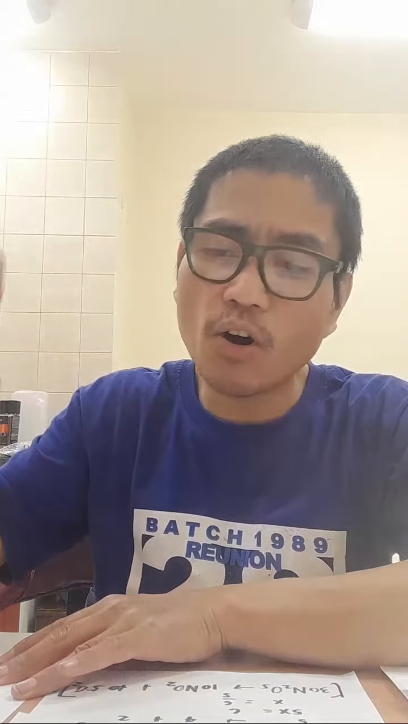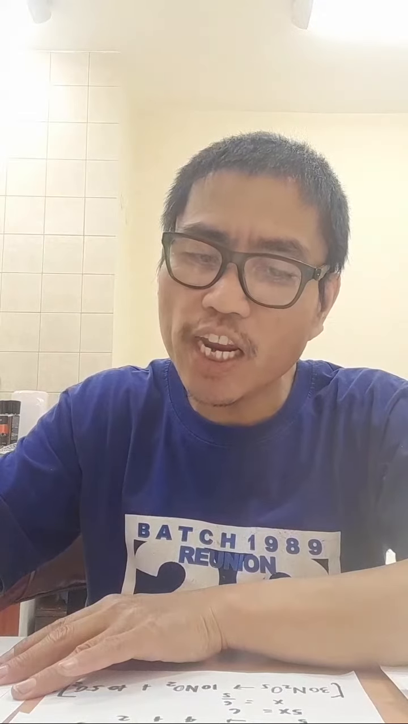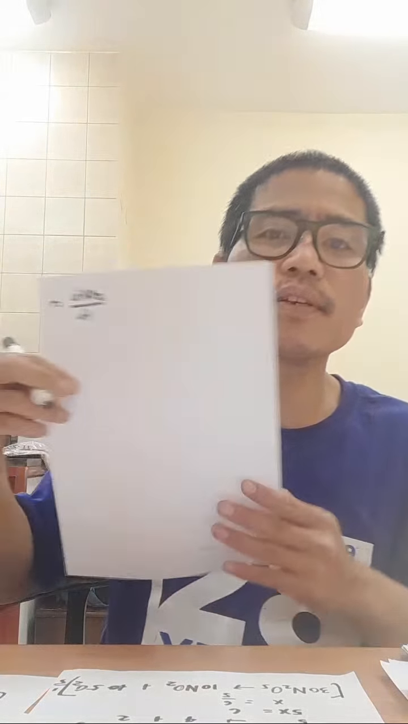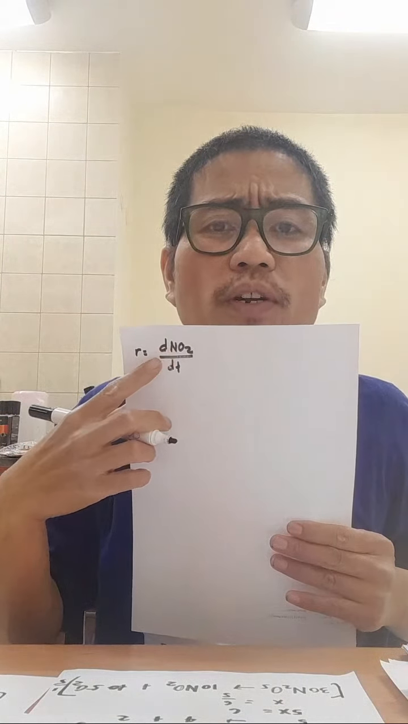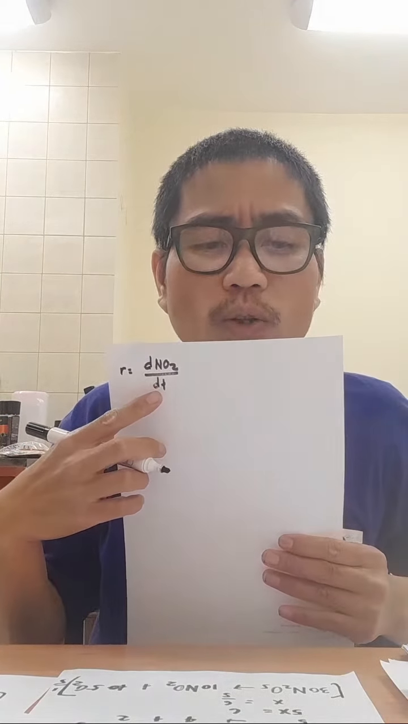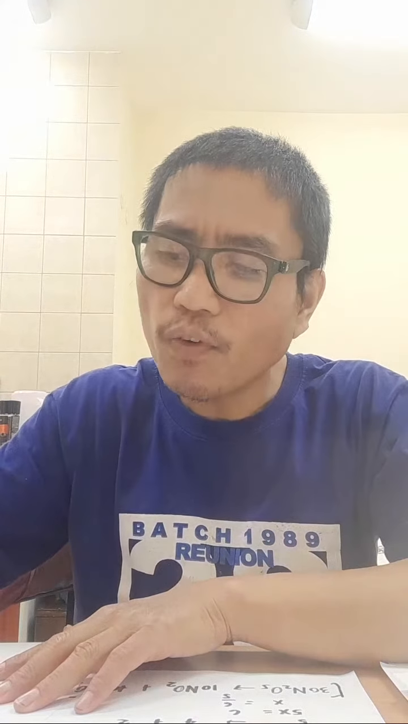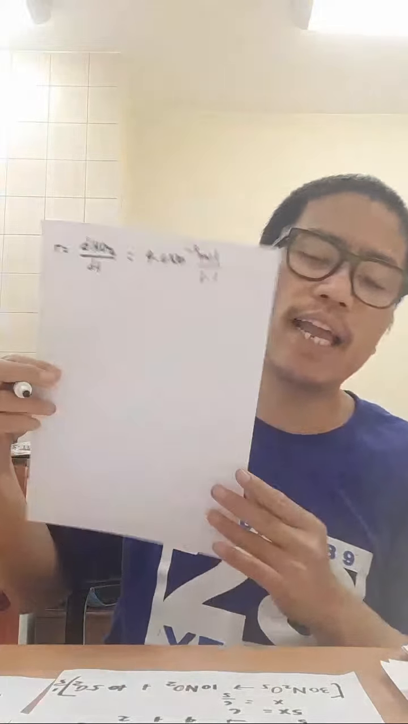Rate, small r, is the change of NO2 over the change in time, which is equal to 4.6 times 10 to the negative 3 moles per liter second. Okay, 4.6 times 10 to the negative 3 moles per liter per second. This is our rate.